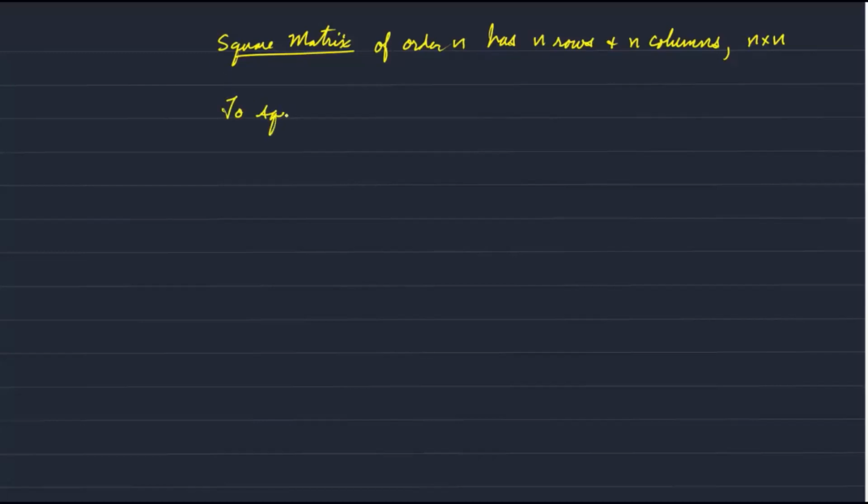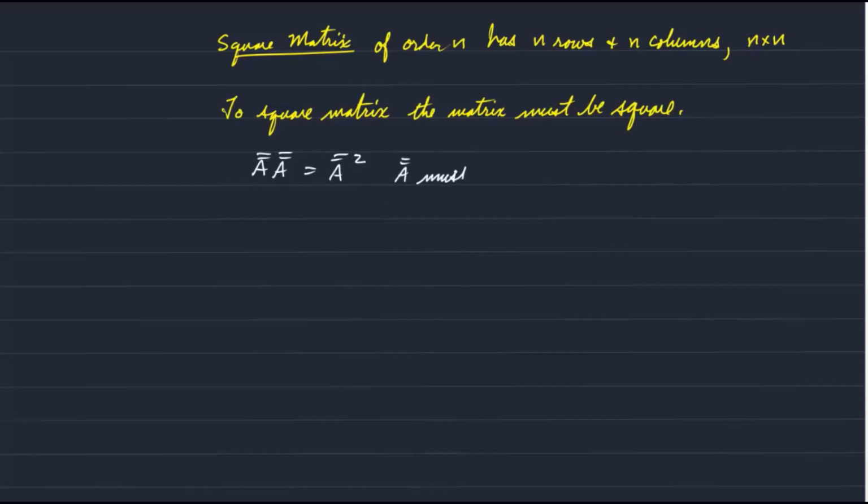To square a matrix, the matrix must be square. That is, if we want to multiply a matrix by itself, we would call that squaring a matrix, and the matrices must be square. N by N or M by N or L by L, whatever. Likewise, we can multiply a matrix by itself P times. And we could call that A raised to the, oops, let me just put a punctuation mark to separate that. If we multiply A by itself P times, that would be A to the P power.